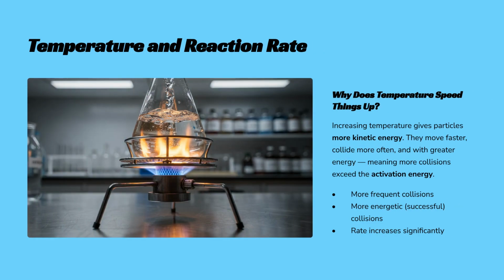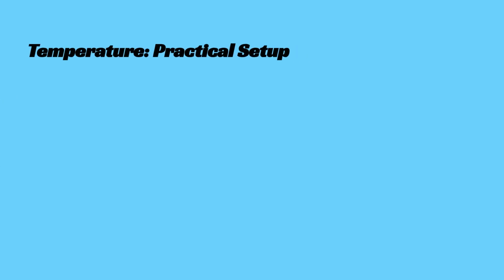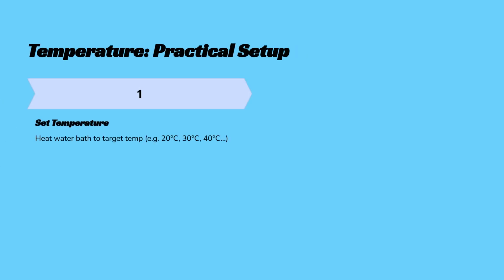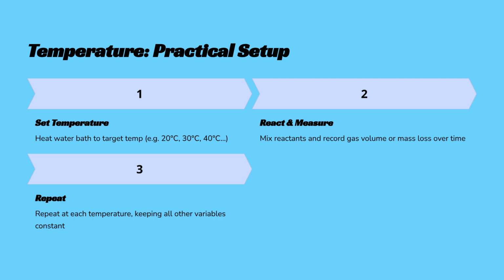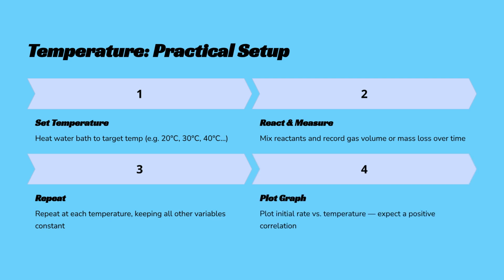Increasing temperature speeds up the reaction rate by giving particles more kinetic energy. This leads to more frequent and more energetic collisions that exceed the activation energy. The practical setup for temperature involves heating a water bath, mixing reactants and recording data, repeating for multiple temperatures, and then plotting the initial rate versus temperature.